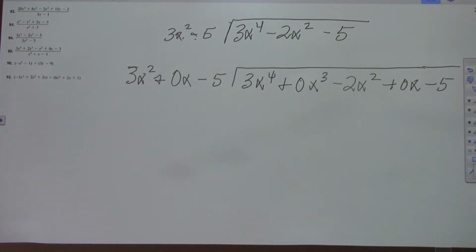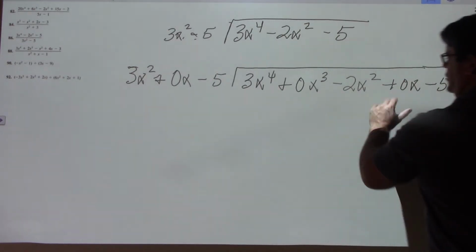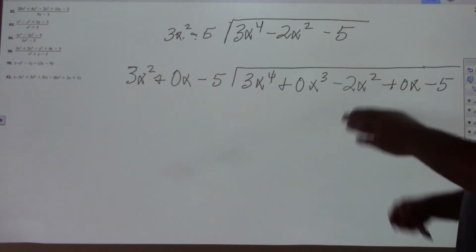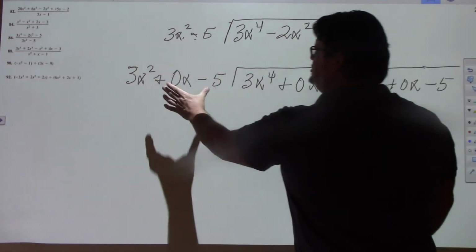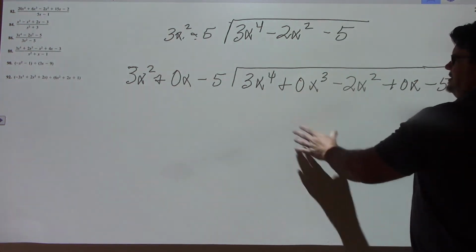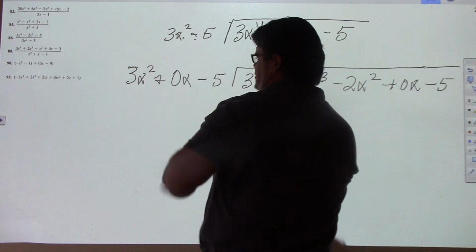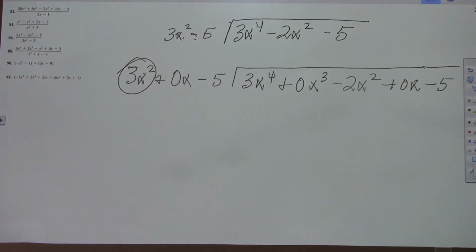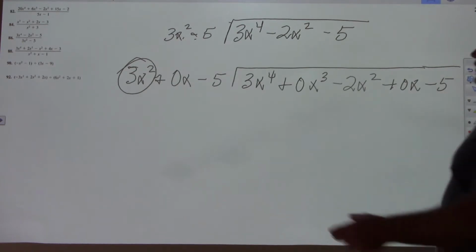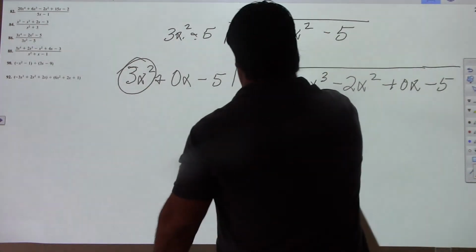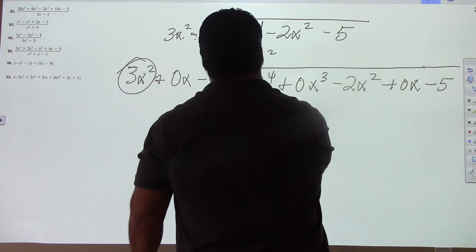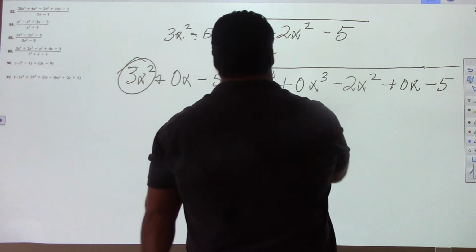Now this one will really get you messed up, because if you don't account for all of your terms, you're going to get mixed up with this 3 spaces go into these 3 spaces. But you don't worry about this. You worry about that 3x squared. 3x squared will go into 3x to the fourth how many times? 1x squared. 1 times 3 is 3. X squared times x squared is x to the fourth.